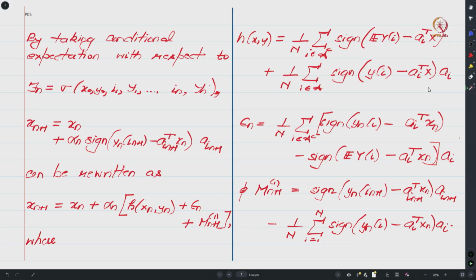So in some sense, because of this presence of sign, the impact of the adversary is restricted, in the sense that in the worst case scenario the adversary can flip the sign.